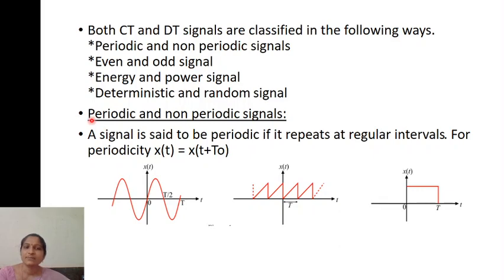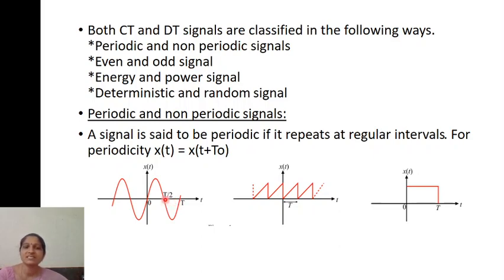Coming to the first one, periodic and non-periodic signals. What is the meaning of periodic? Periodic means a specific amount of time. Suppose here you consider 0, this is t by 2, and this is time t. From 0 it is rising, and from t by 2 it reaches 0, and after t by 2 it goes into the negative axis, and at t it gets to 0, and after that it is going to repeat again. So from 0 to t, the time period t, it is getting repeated again.